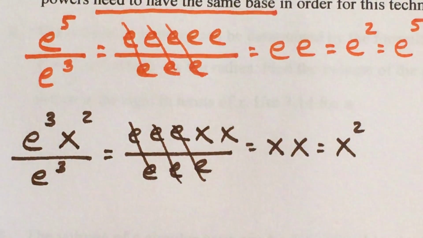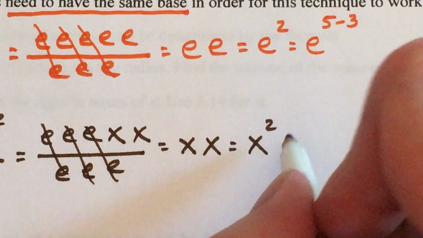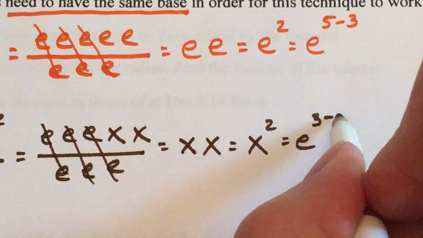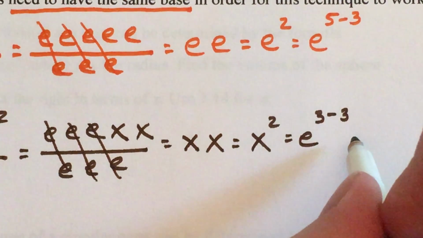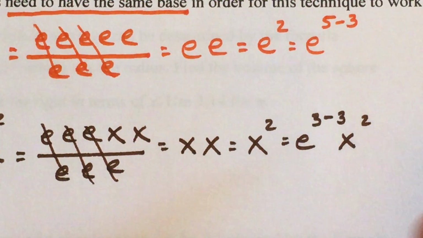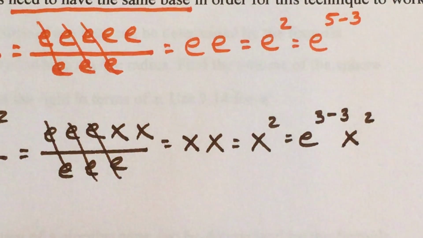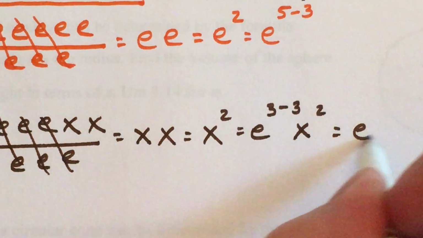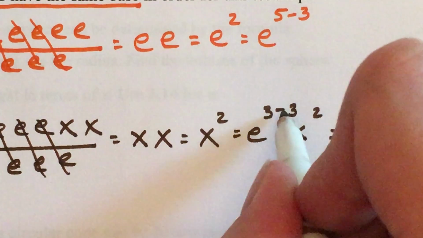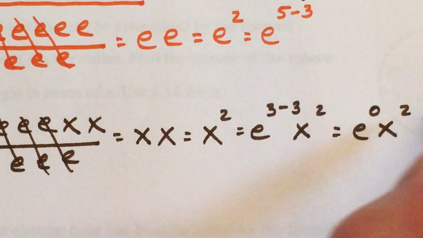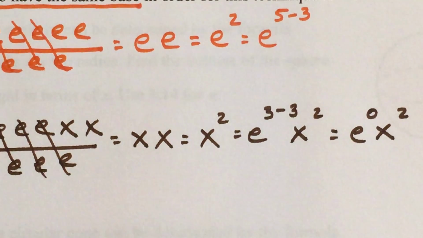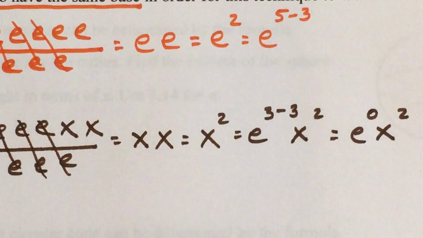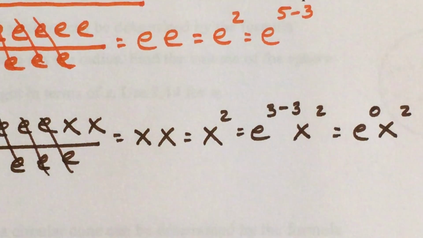So what happened with the rule? The rule showed that we had e to the third power minus 3 times this x squared. Because the e's are gone. Where did they go? E to the 0 power, because 3 minus 3 is 0, x squared. So the base has to be the same in order to get the same final answer.